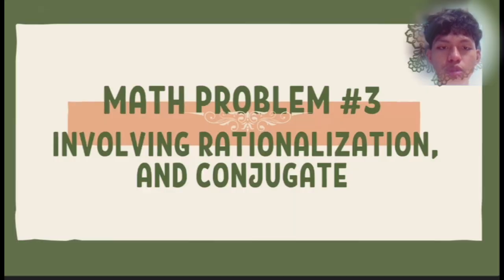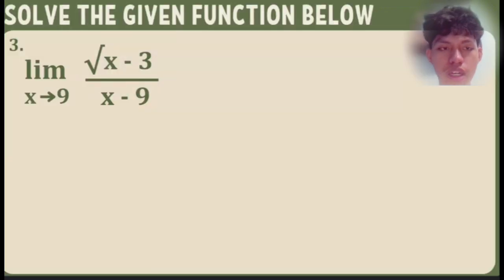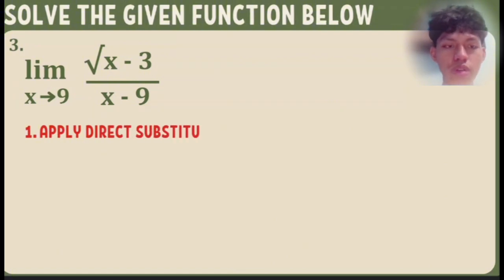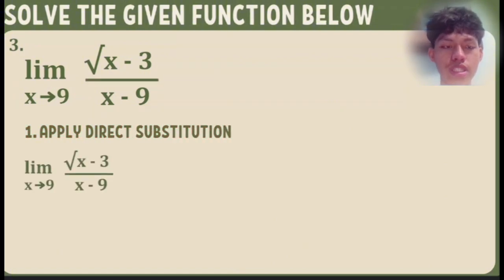Now let us move on to math problem number 3, which involves rationalization and conjugate. So for our problem, we have the limit of the square root of x minus 3 all over x minus 9 as x approaches 9. So the first step would always be applying direct substitution. So we would just have to substitute the value of c, in this case 9, to the value of x.